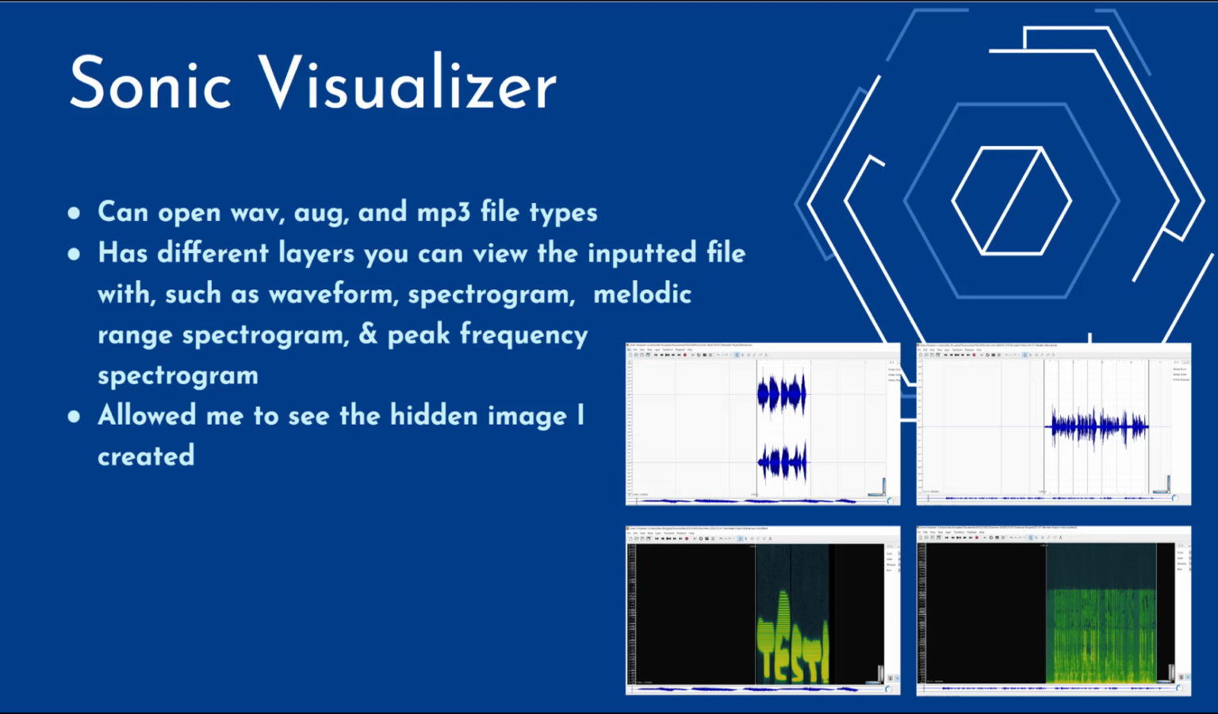And so in the first column, you can see what I drew in the previous slide, the test image, and the second column is just a regular audio file that I recorded, no hidden image in it, and it doesn't show any data because there's no hidden data in it. But this program was successful in unhiding the data that Coagula hid.